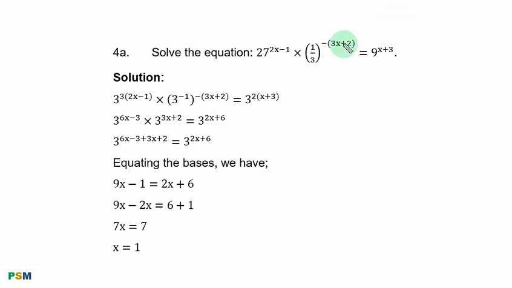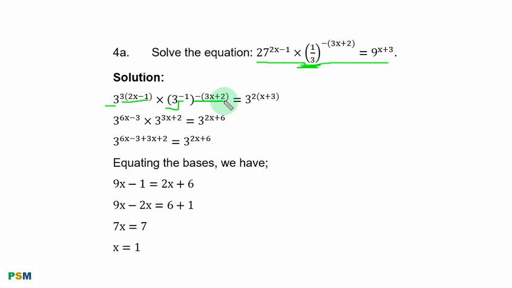Question 4a. Solve this exponential equation. If you check very well, the common base is base 3. So you express all the bases to base 3. 27 becomes 3 cube to the power of the existing power. Then you use negative index to reverse this to 3 to the power of minus 1.